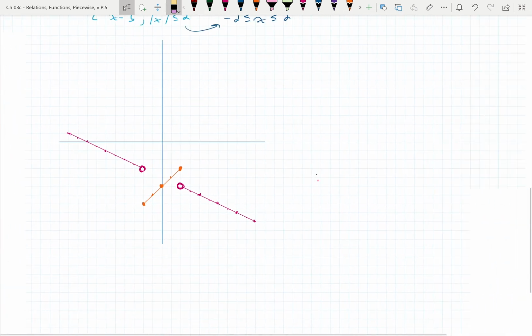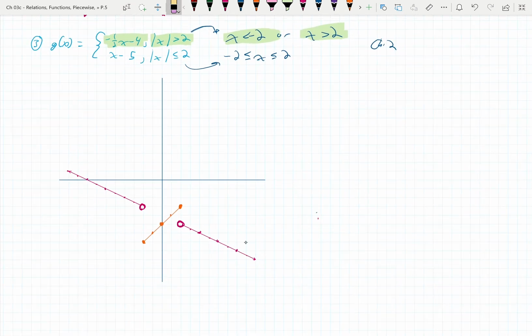There we go. That is graphing the line x is less than 5, or x minus 5, but only between negative 2 and 2. Only between those segments.